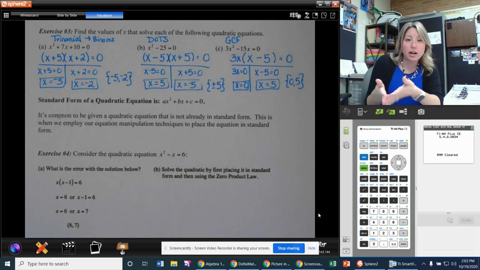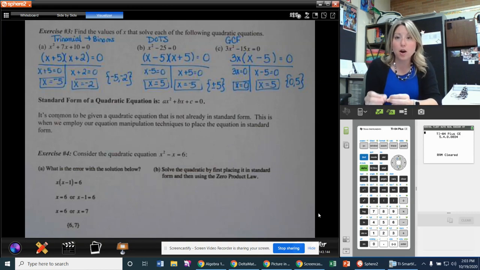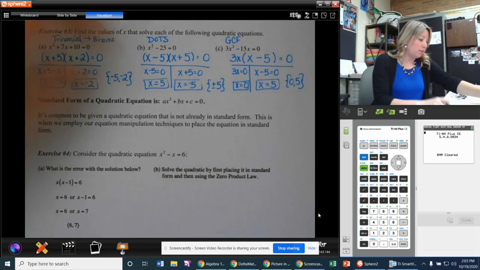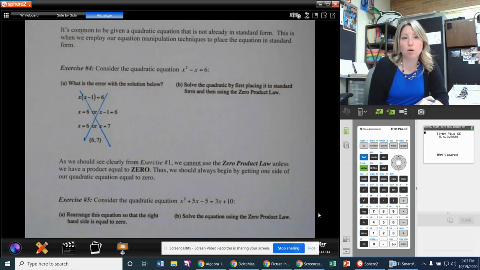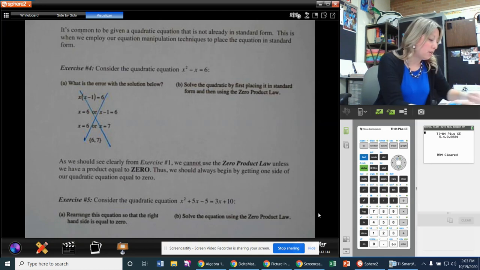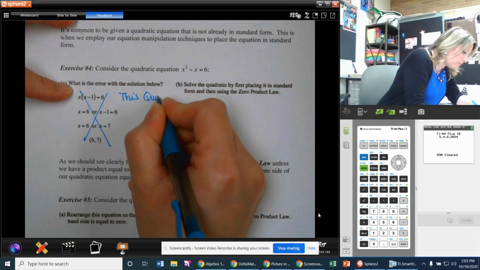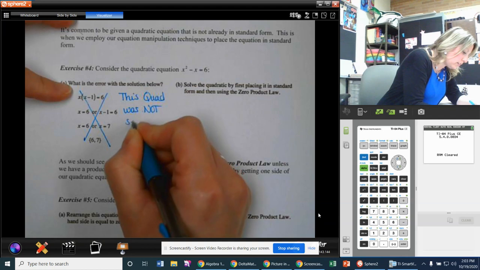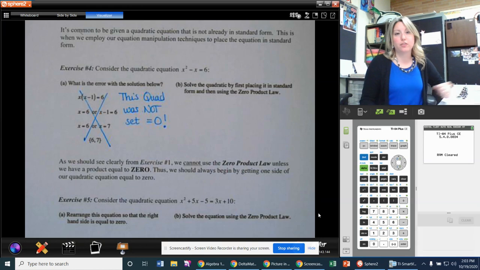So when we look at exercise 4, the first thing you should see is that this is a quadratic equation that is not yet equal to 0. So this garbage is out. And the reason that garbage has to be thrown out is because it was not equal to 0. Okay? This quadratic was not set equal to 0. That is garbage. Can't do anything with that.